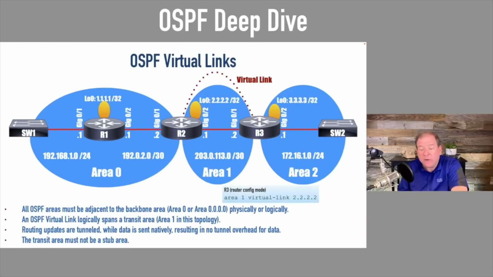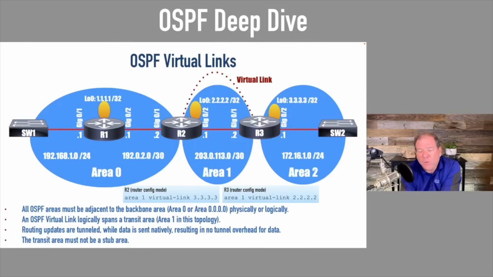Let me show you the configuration real quick on screen. It's really simple. In router configuration mode, let's take R3 for example. I would say area 1 because I'm specifying the transit area, not the area that I'm trying to get to or the area where I'm coming from. You specify the transit area. You might want to write that down. A lot of people have trouble remembering that.